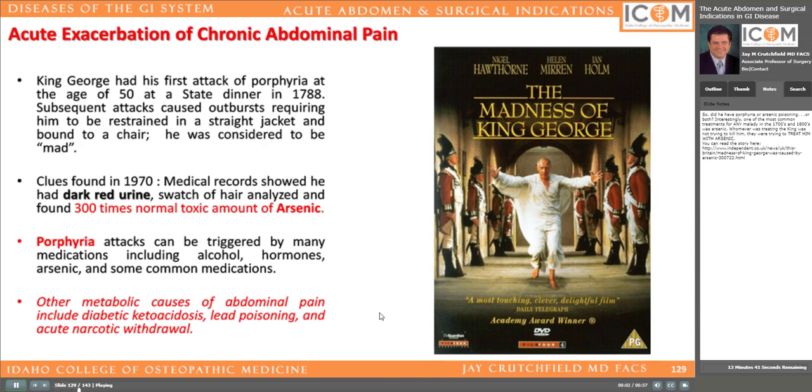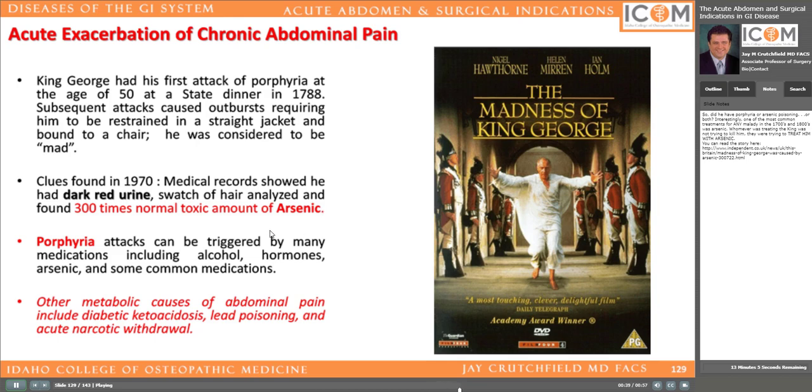Here's a famous case from history, the madness of King George. King George had his first attack of porphyria at about the age of 50 at a state dinner in 1788. Subsequent attacks caused outbursts requiring him to be restrained in a straitjacket and bound to a chair. He was considered to be mad. However, there were clues. Medical records showed that he had dark red urine, a sign of porphyria, but hair analysis also revealed that he had an abnormal amount of arsenic, over 300 times the normal toxic amount.